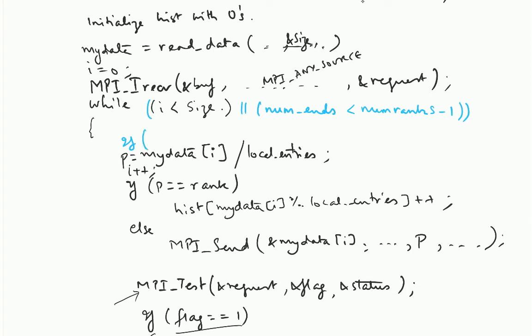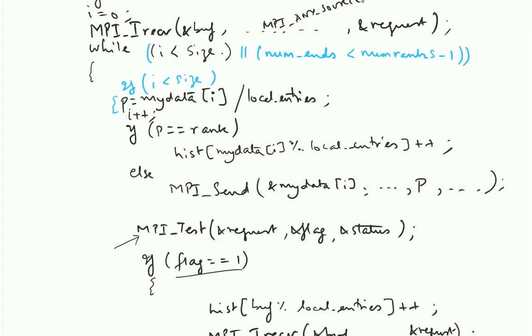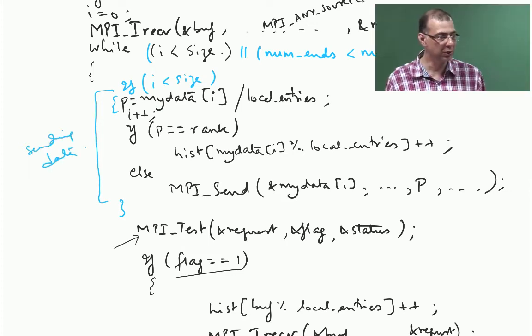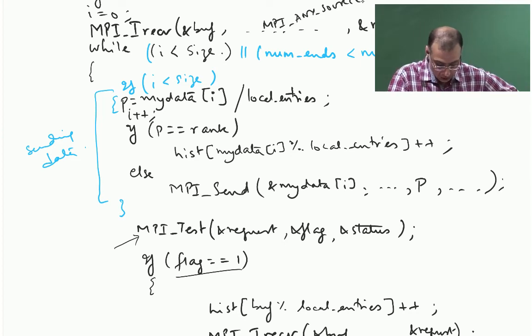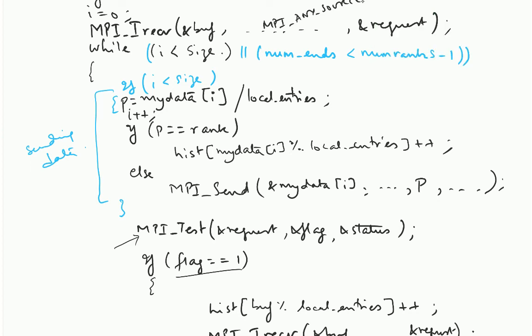So I want to send data only if I have not already sent all the data. If i is less than size, right, I have not sent all the data, only then I go ahead and send all this data. So this is the sending part, right? This entire thing is the sending data or processing input, whatever you want to call it, right? So I do this only if i is less than size. Otherwise, if it is stuck in this while loop because it's waiting for end messages, then it's going to skip this part.